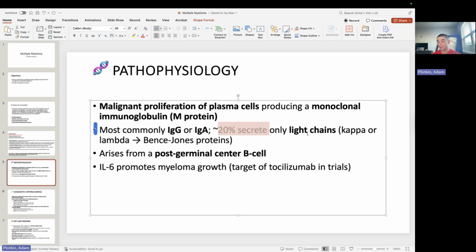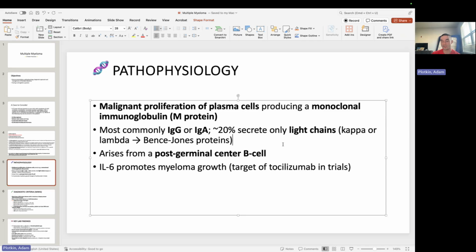20% will secrete only light chains. So you have to think back to your immunology, right? Our immunoglobulins are made up of light chains and heavy chains combined together. About 20% of the time, the multiple myeloma will only be a light chain monoclonal gammopathy. They'll secrete either kappa or lambda, and these are what are called the Bence-Jones proteins. And the Bence-Jones proteins become a problem because those can get deposited into the kidney, and that can help lead to some of that renal insufficiency we see, right?